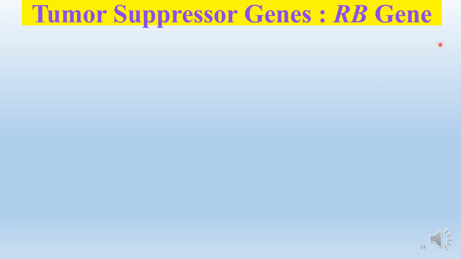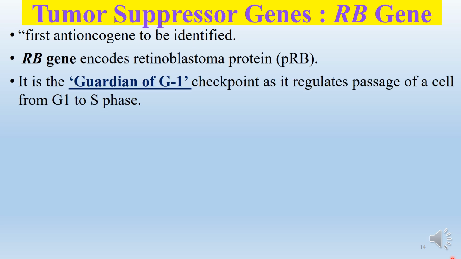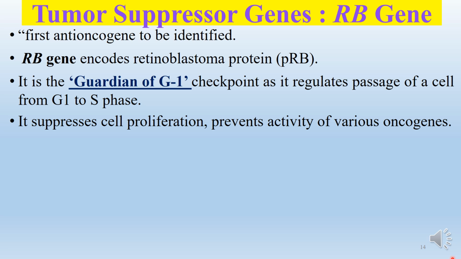Tumor suppressor genes, or the retinoblastoma gene. It is the first oncogene to be identified. The RB gene encodes for retinoblastoma protein. It is known as the guardian of G1, as it regulates the passage of the cell from G1 to S phase. It suppresses cell proliferation and prevents the activity of various oncogenes, so it does not allow the cell to enter into the next phase from G1 to S, and therefore it is known as the guardian of the G1 checkpoint.